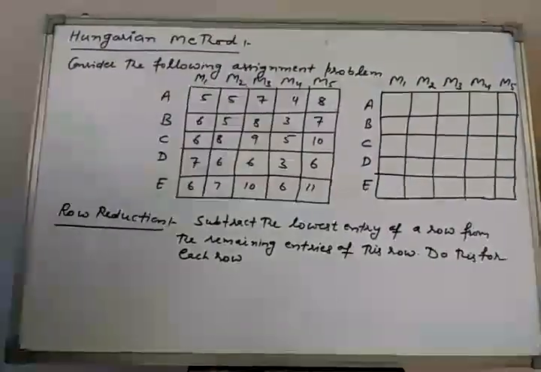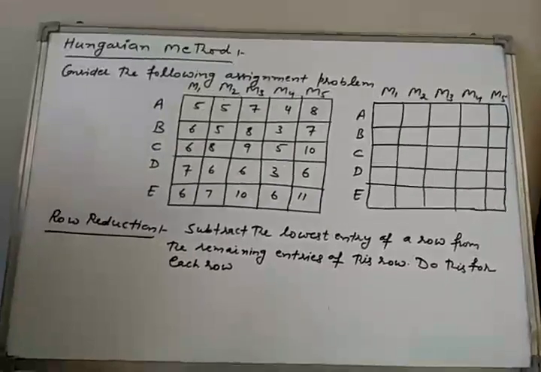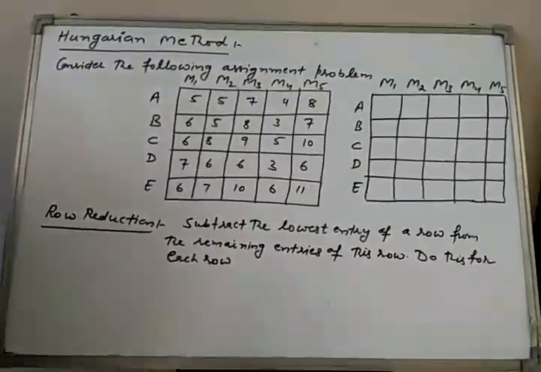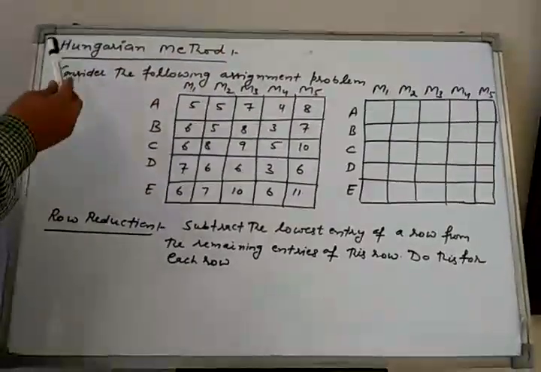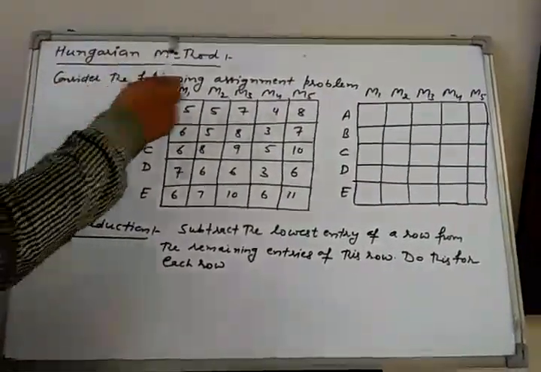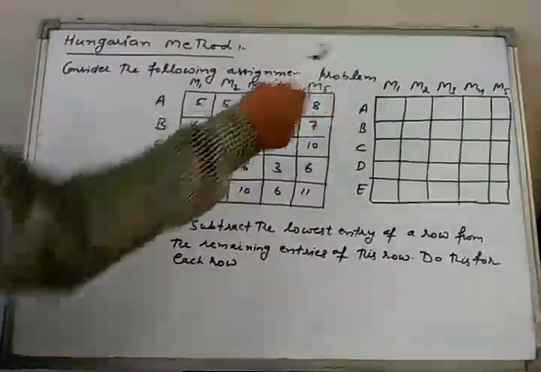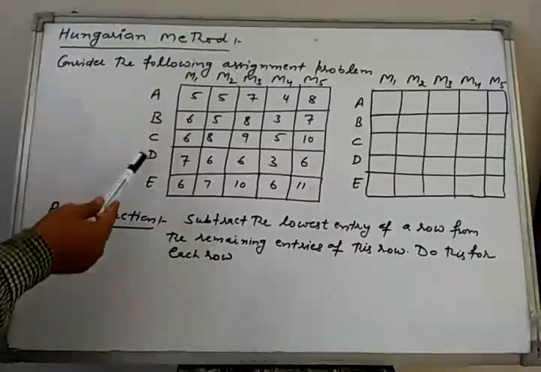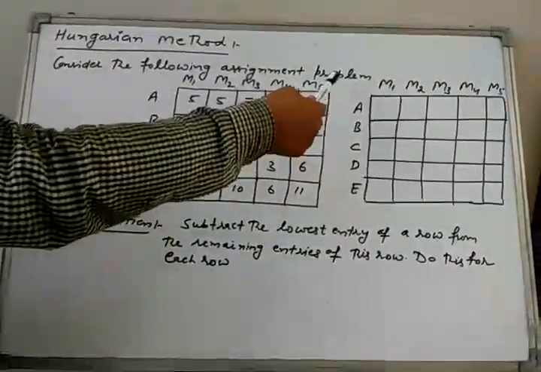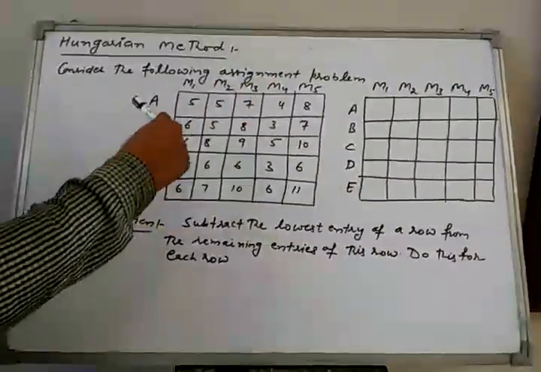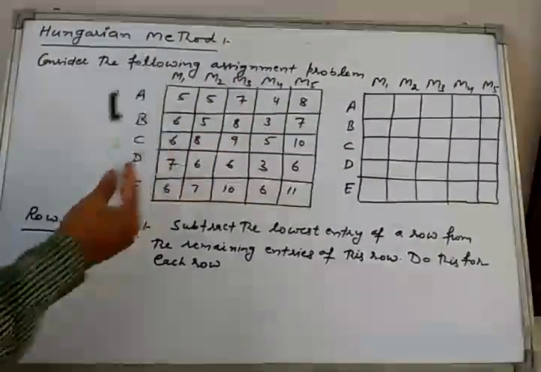Now I am going to discuss how to solve assignment problems. To solve an assignment problem, we have the following method, the Hungarian method. I explain the working of the Hungarian method with the following example. Consider the following assignment problem: A, B, C, D, E are 5 persons, M1, M2, M3, M4, M5 are 5 machines. We have to assign each person to one machine.